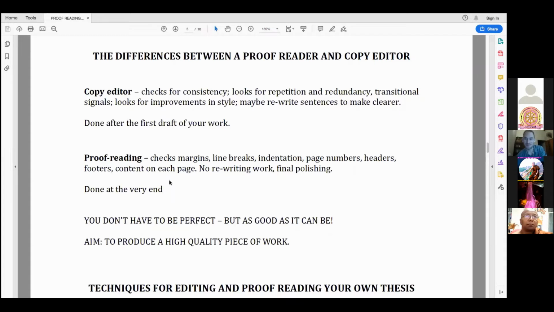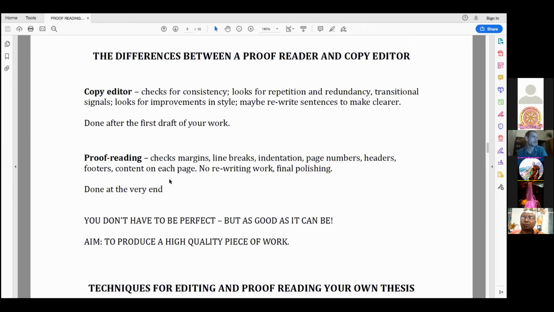So this is very important. You don't have to be perfect. In fact, I think most books, even the most famous books, the very popular books, probably you can find at least one mistake in there. Okay? We are human beings, so we're not perfect. Yeah? Sometimes we miss things. Sometimes we miss small things. But the aim should be to make this the best that it can be. Yeah? A high quality piece of work.